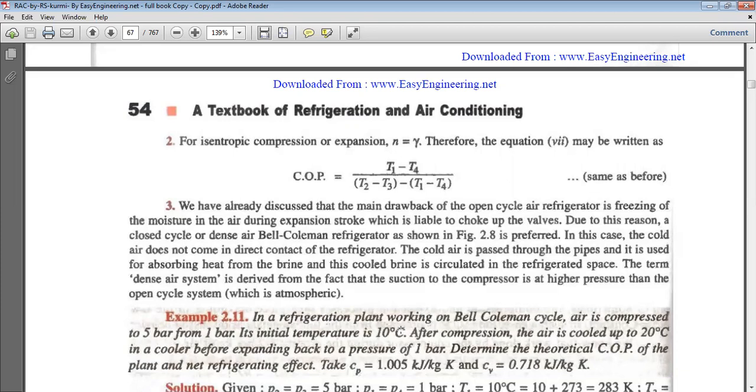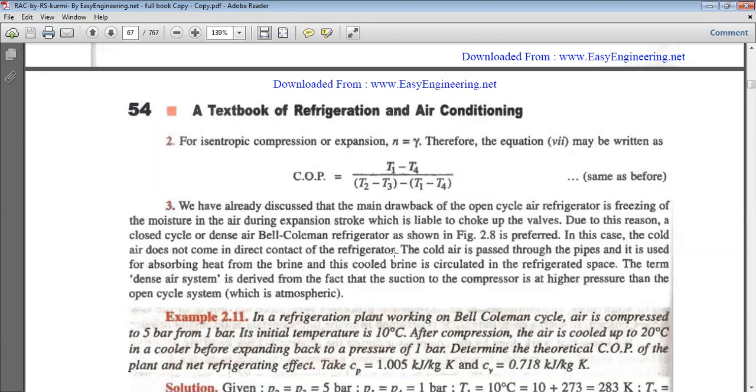Due to this reason, a closed cycle or Bell-Coleman refrigerator, shown in the figure, is preferred. In this case, the cold air doesn't come in direct contact with the refrigerated products. The cold air is passed over pipes, absorbing heat from the brine. Brine is circulated in the tubes and the cold air passes over the tubes. Thereby the cold air absorbs heat from the brine and the brine is cooled, and this brine is in contact with the refrigerated products. That is indirect cooling.